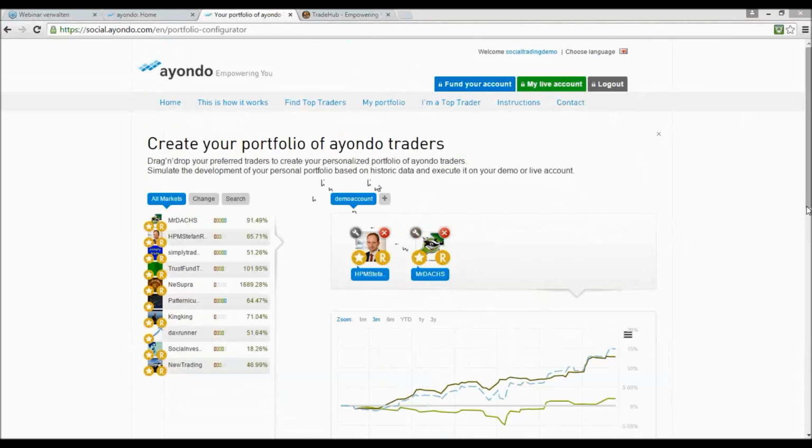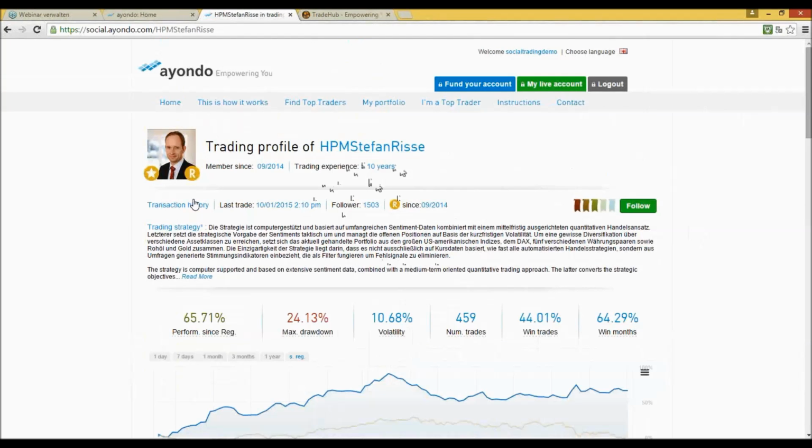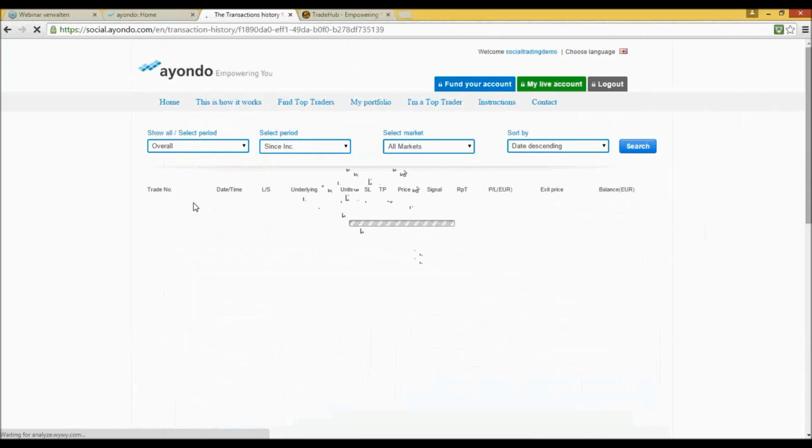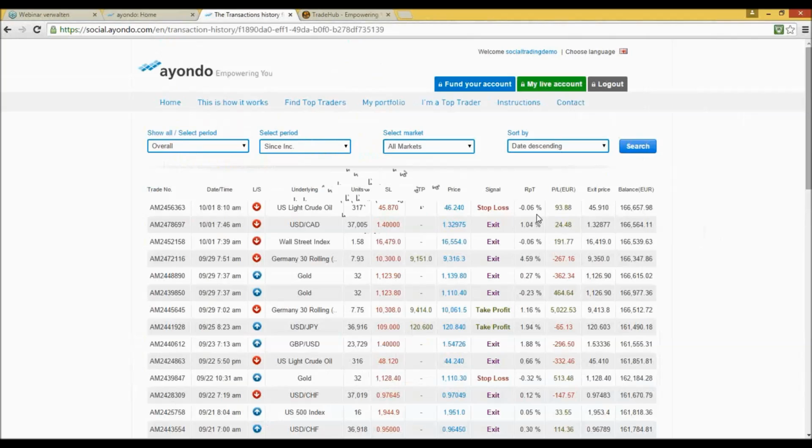Now, another question that we have here is, can you choose what percentage of your account each trade risks? So again, the whole idea of social trading is to allow each of these top traders to do the hard work for you. When they trade, they risk a certain amount. So when we click on someone like Stefan Risser, let's see what he's doing at the moment. You can see his transaction history. He's taken a fairly low risk per trade. The last one was 0.06%. And looking at the last top 15 trades here, the highest risk per trade was 4.5%.